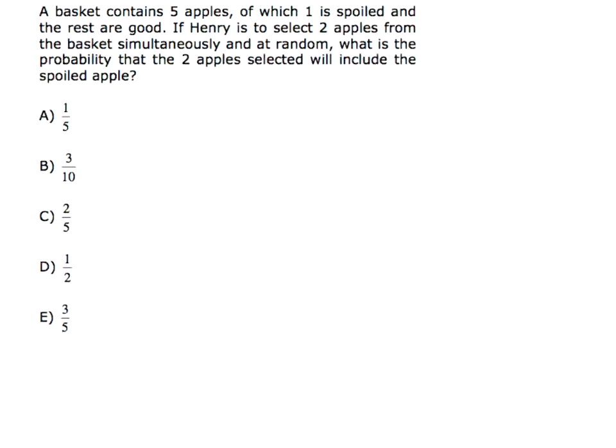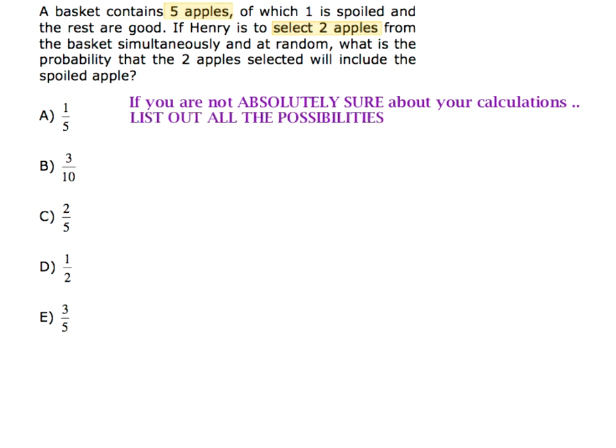These are pretty tractable numbers. These are pretty small numbers. You've only got 5, and you're going to pick 2 of them. There's not really a lot of different ways to do this. So if you are not absolutely sure about your calculation, then you can just list out all the possibilities. It's basically just getting the shovel out and digging again.